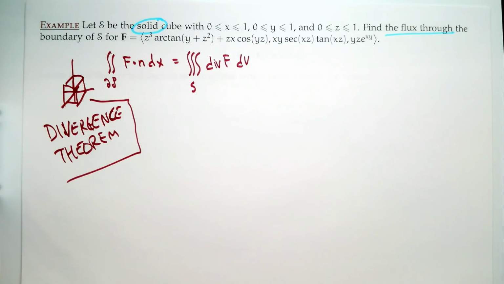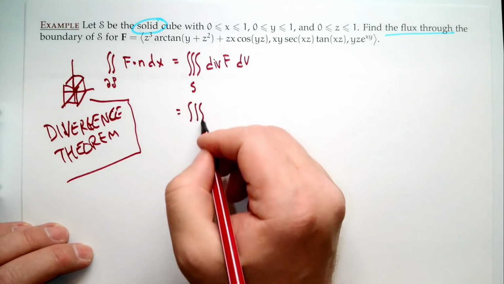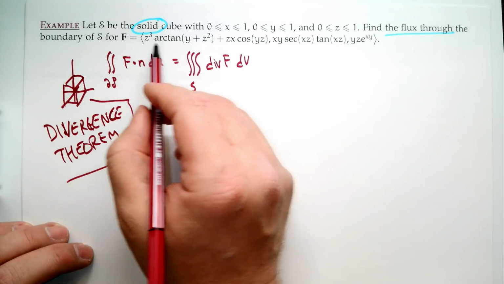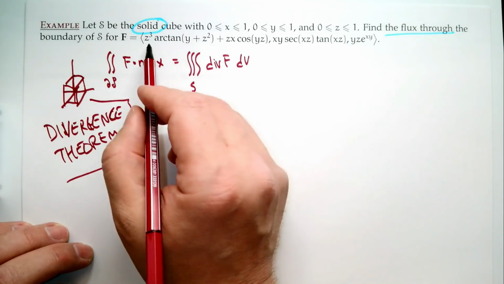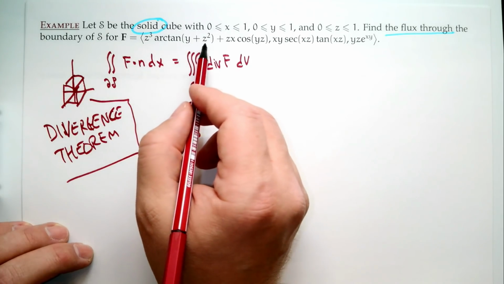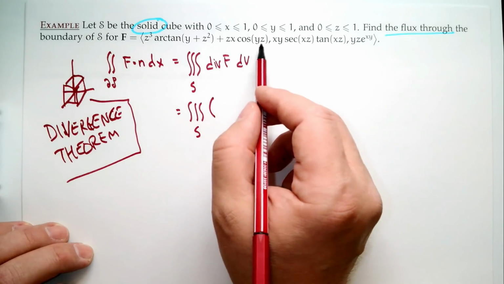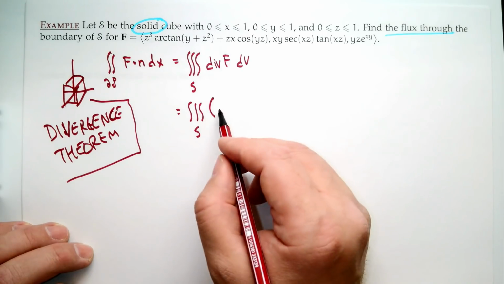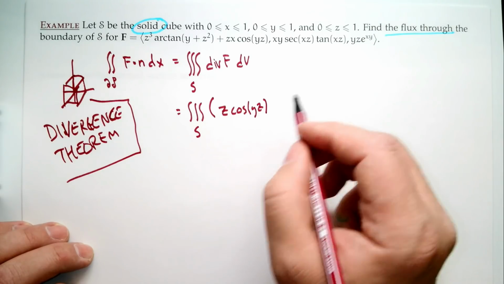Now, let's see, what does this become? Well, that's the integral over our solid, and let's do our divergence. So you come to the first term and say, what's the derivative of the first term with respect to x? The first piece here, there's no x at all, so that's completely gone. In the second piece, we have just a single x, and so we're going to end up with z cosine of yz.